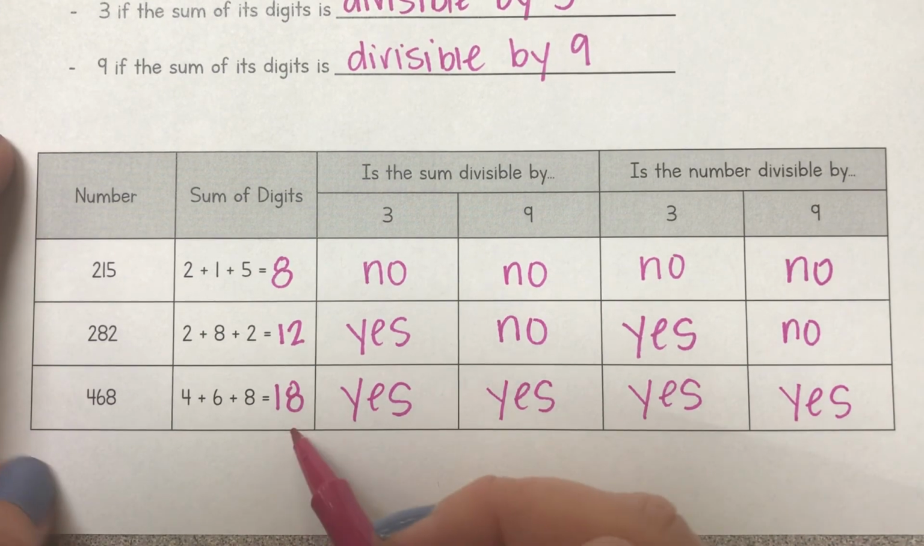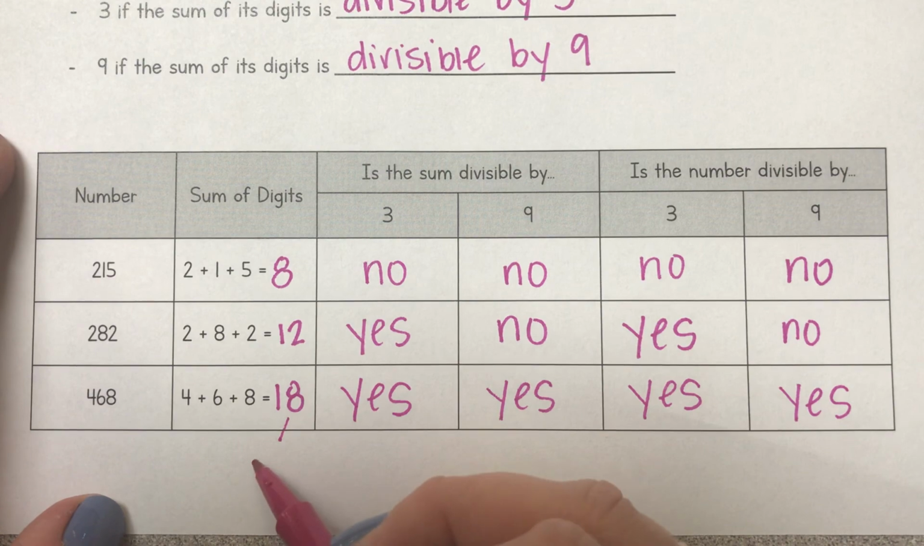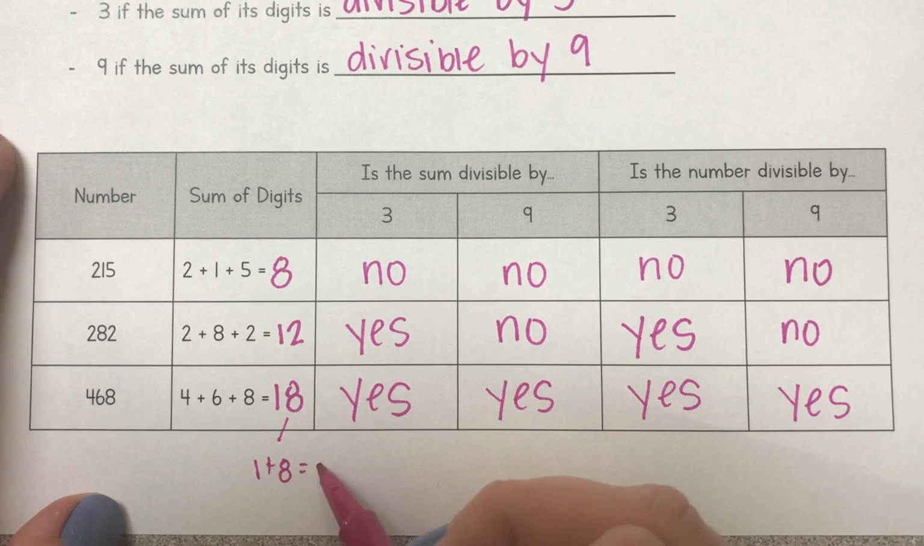And this is kind of cool. If you weren't sure if 18 is divisible by 9, watch. What's 1 plus 8? 9.